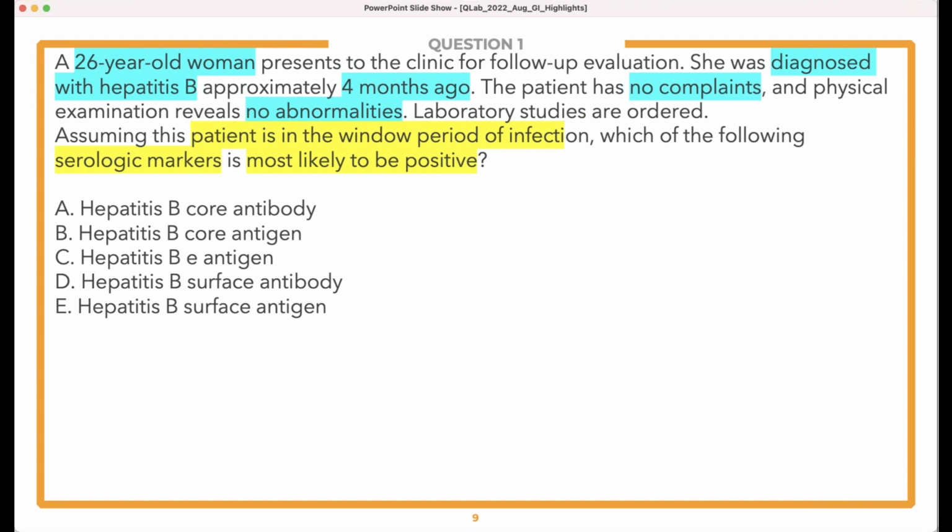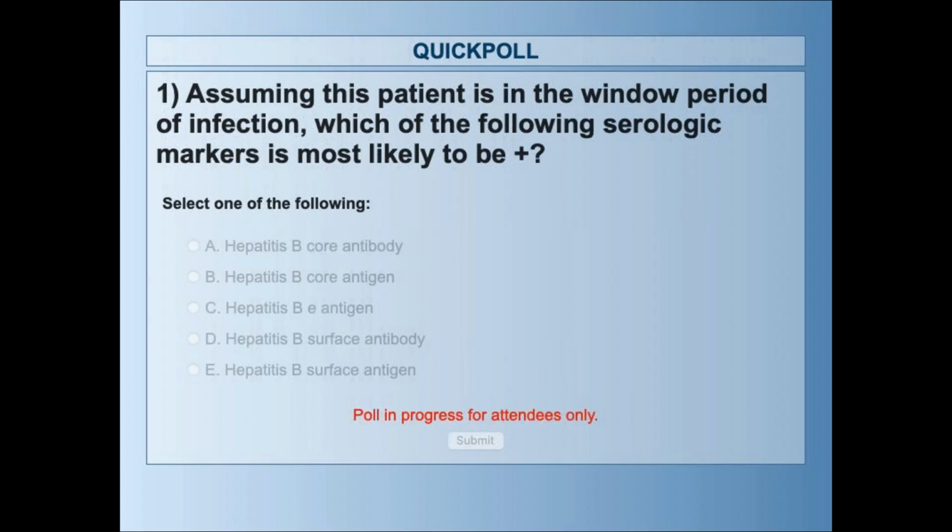So we're going to go ahead and open up that poll. Go ahead and select what you think is the best answer here, and we'll talk about it in just a few seconds. Okay, fantastic. Thank you, Paris. So the poll has been launched. So again, take a look at that. What do you think is most likely to be positive here amongst the serologic markers?